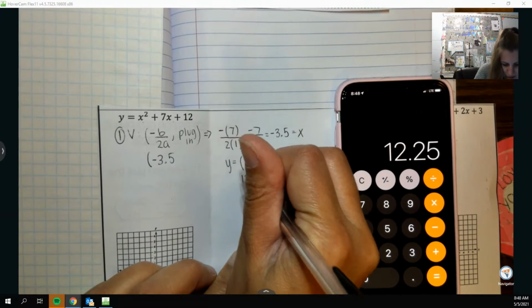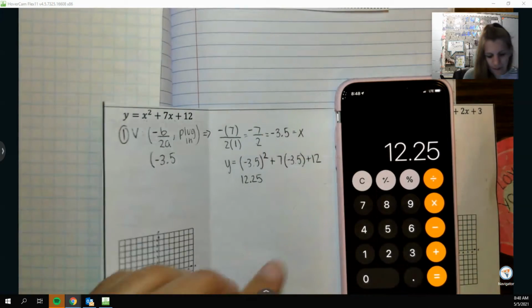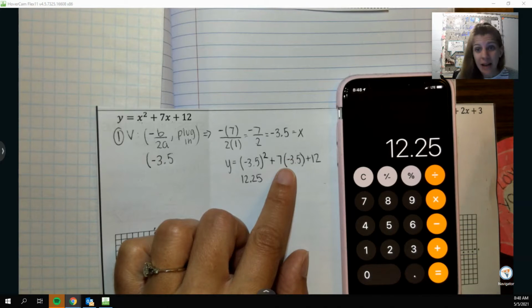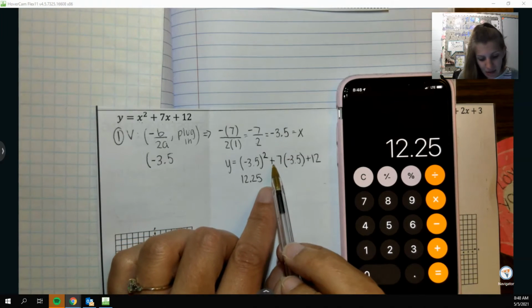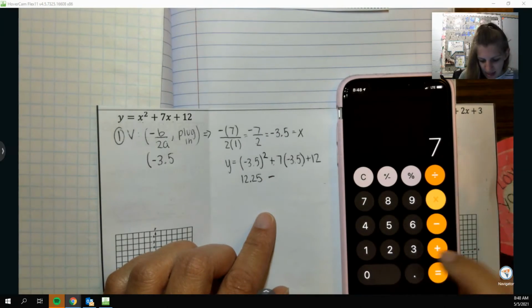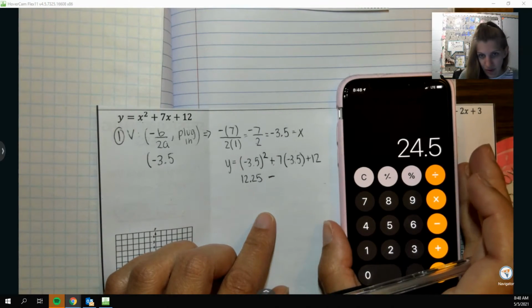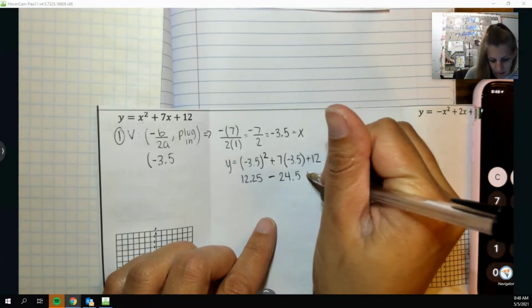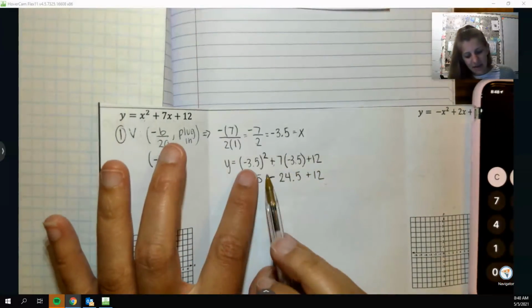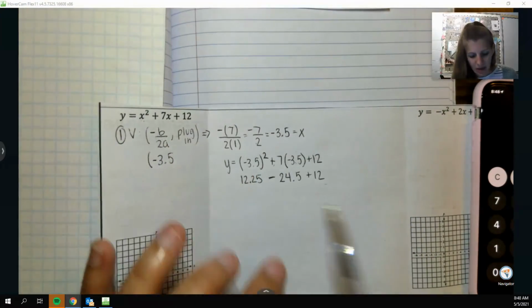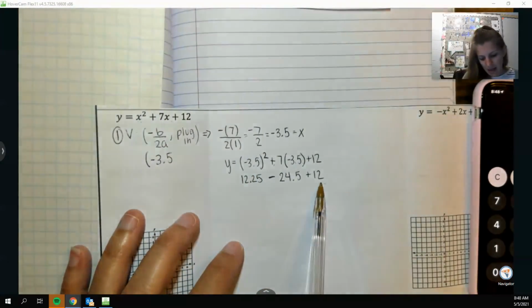So 12.25. Now, also right here, I'm not super good at multiplying decimals, so I'll just do that as well. But I'm not going to mess with the negative because I know that a positive times a negative is a negative. So I'm just going to do 7 times 3.5 for 24.5, plus 12. And now that I've taken care of the exponents and the multiplication, because they didn't really affect one another, now I can just combine all my like terms.